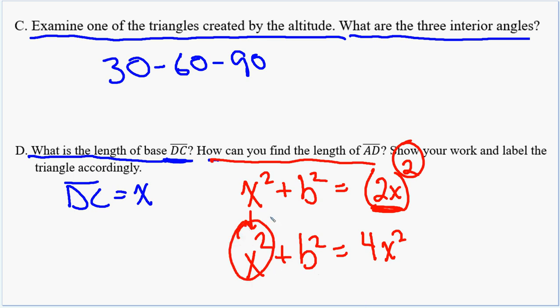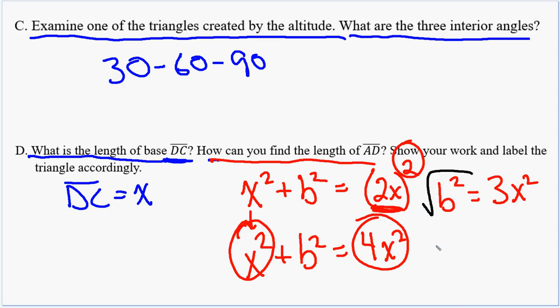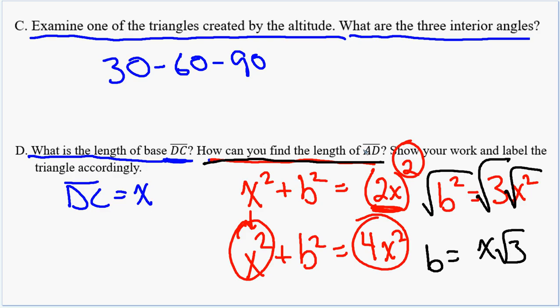Now subtract x squared from each side. So now we've got b squared equals 3x squared. And to get b alone, we're going to take the root. The square root of b squared is just b. Let's square root our x squared separately. That'll just be x. And then we square root our 3. So how can we find the length of AD? That was just Pythagorean theorem. So our missing side b is x times root 3.